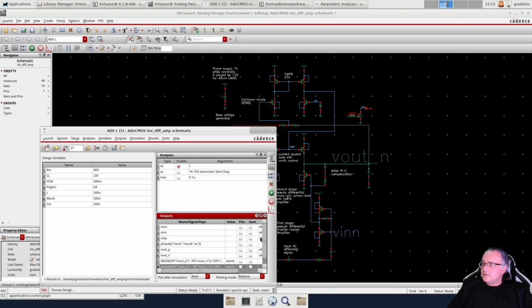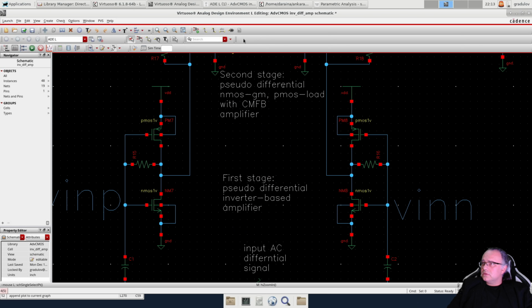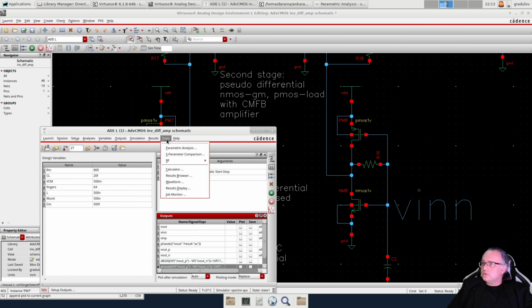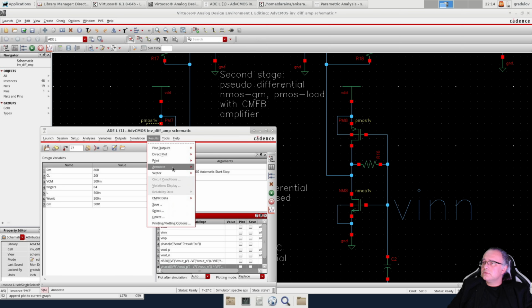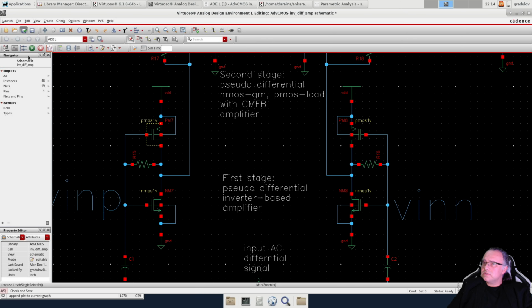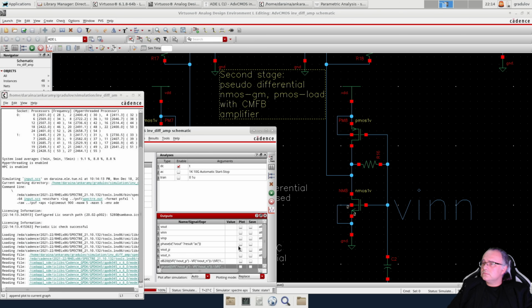So let me then run DC simulation to see the operation mode. So I go to tools, to simulation, then results, annotate. So I have to save it and then run it.